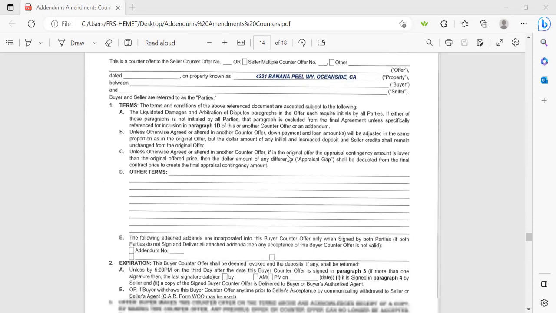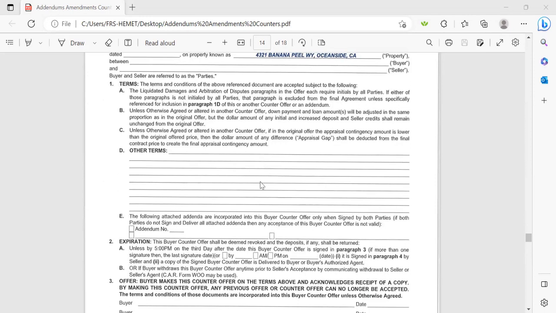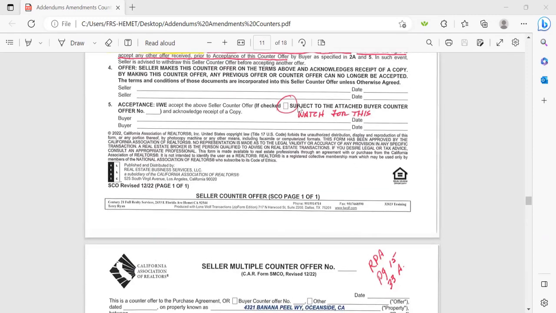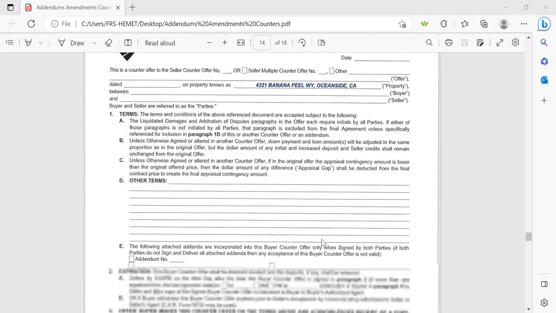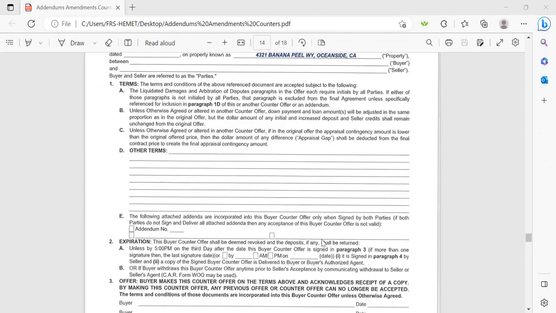It's the buyer counter offer. We just talked about that a minute ago. The buyer can counter offer back by checking that little box on the seller counter offer, this little box down here, right here. Watch for this. Then they can turn around and send back a second counter offer, or they can counter your counter, so to speak. And I can tell you that sometimes this happens a lot.